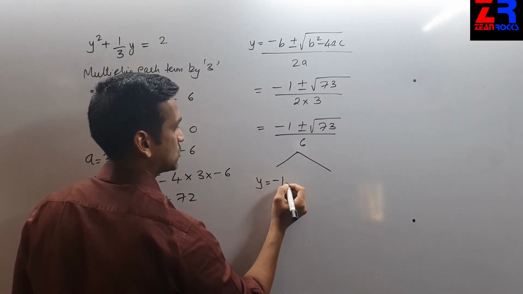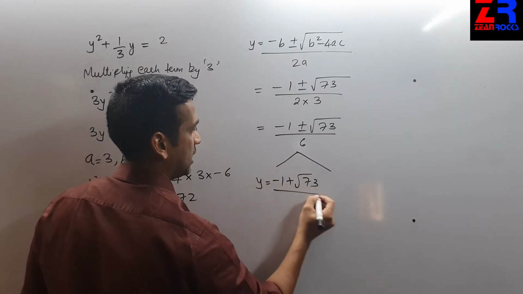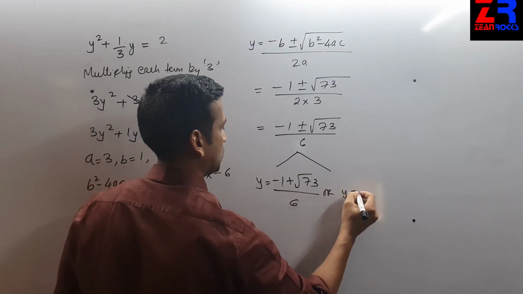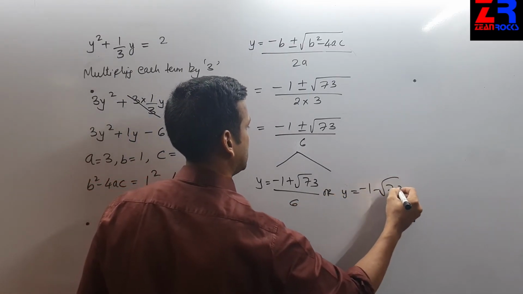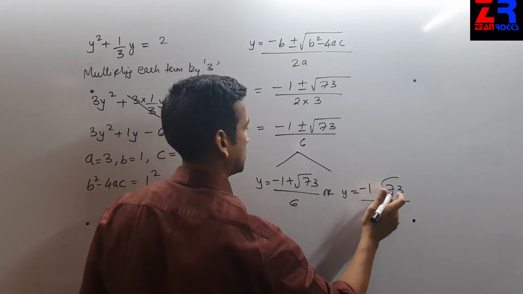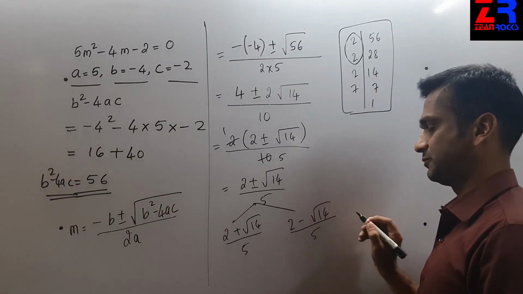y is equal to minus 1 plus root 73 upon 6, or y is equal to minus 1 minus root 73 upon 6.